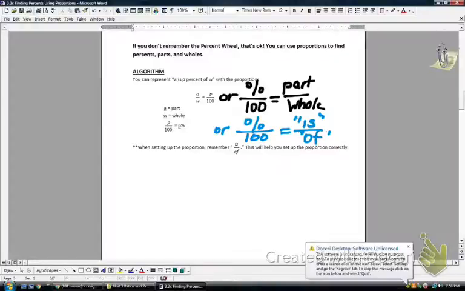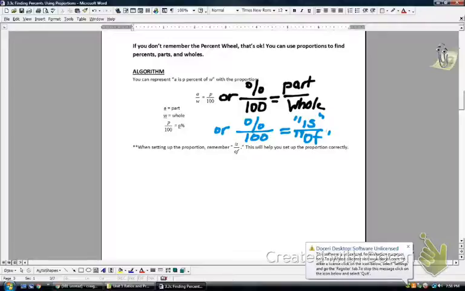Okay, and that still sounds like it's not going to be very helpful, but when we look at some examples, I think that this will start to make more sense. So go ahead and make sure that you get these that I've written down in your notes. And then I've even kind of given you a little star. When setting up the proportion, remember is over of. This will help you set up the proportion correctly.